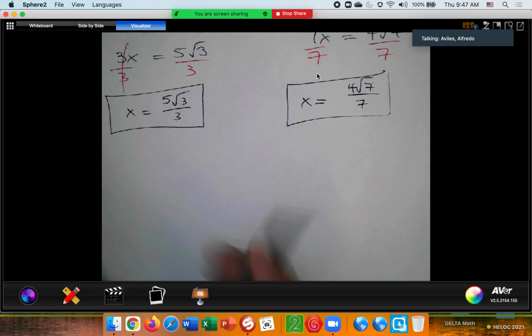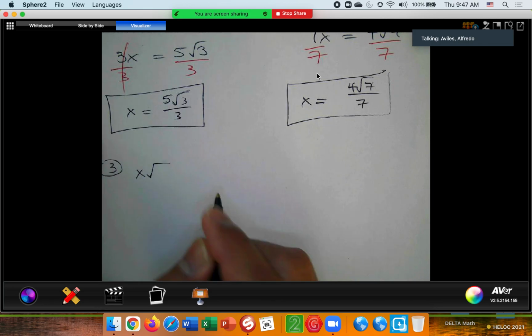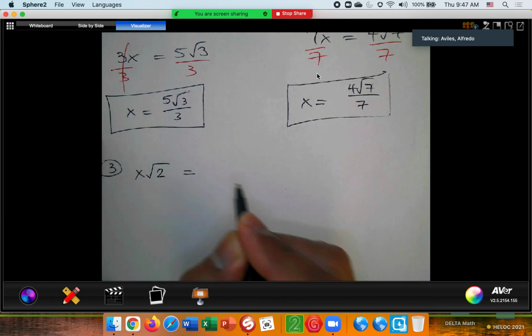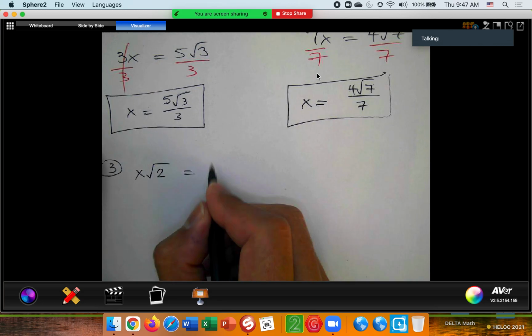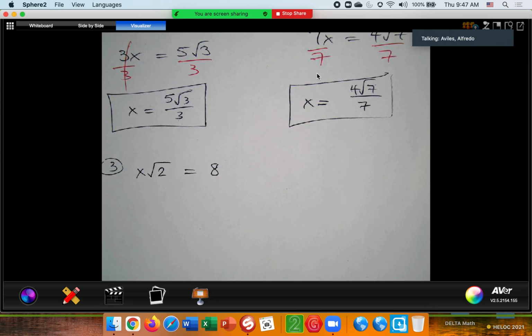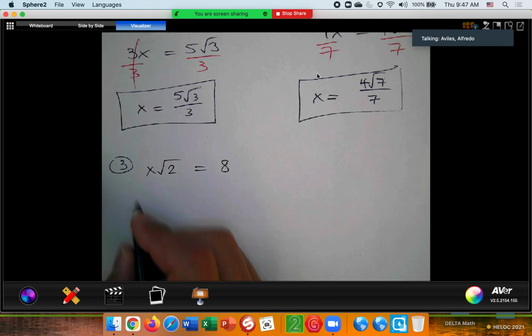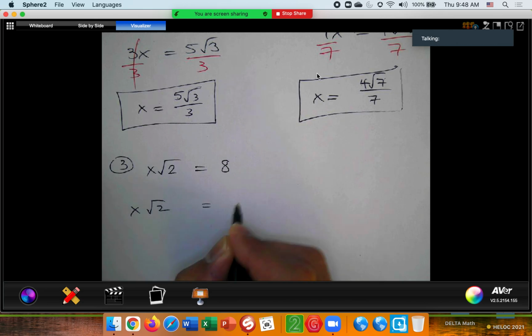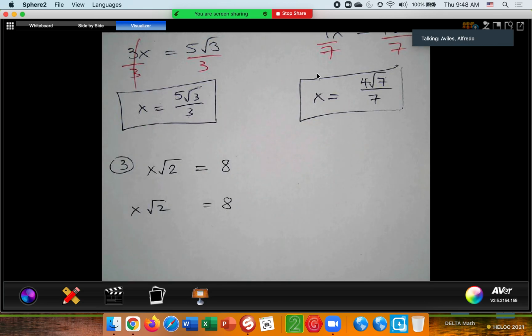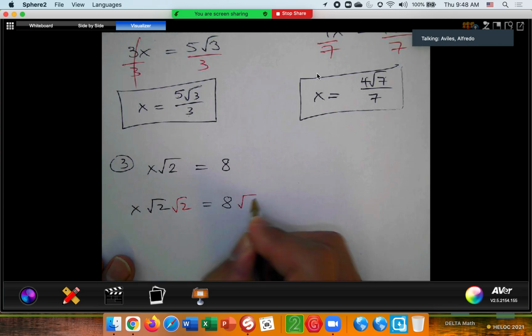Let's try another one. Number 3. What if I have x root 2 equals 8? Now I know some of you can do this in your head the mental way, but forget about it. Let's just do it the way I'm telling you. Let's do it this algebraic way. What is the first thing we're going to do? I need this to be a whole number 2. Always multiply it by another one of these. Multiply by root 2, multiply by root 2.